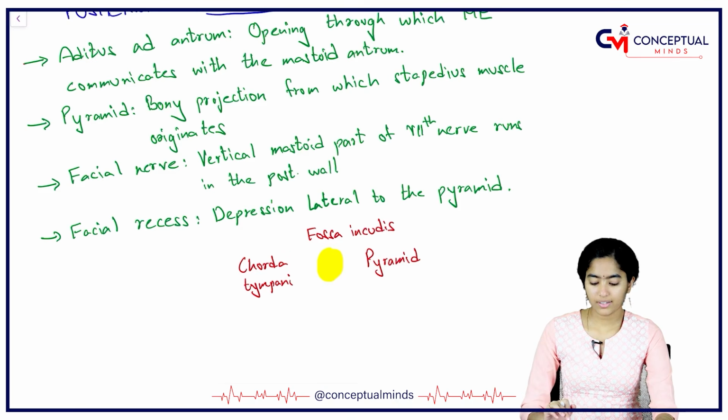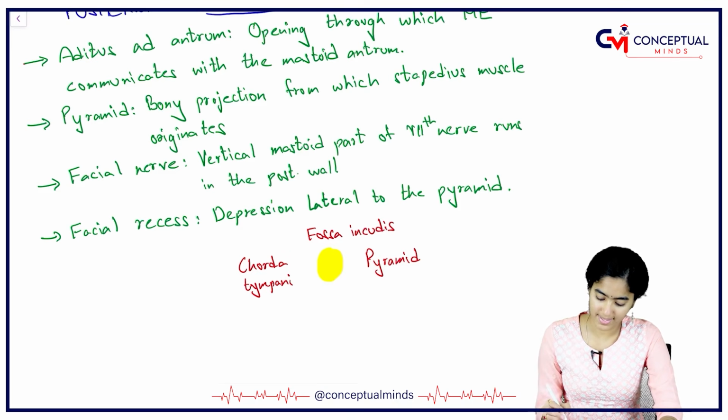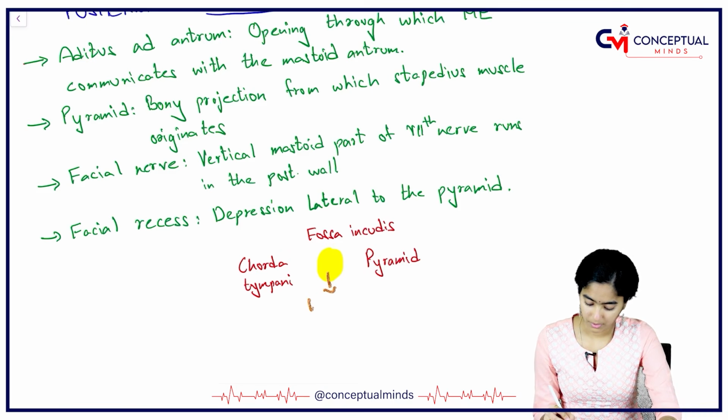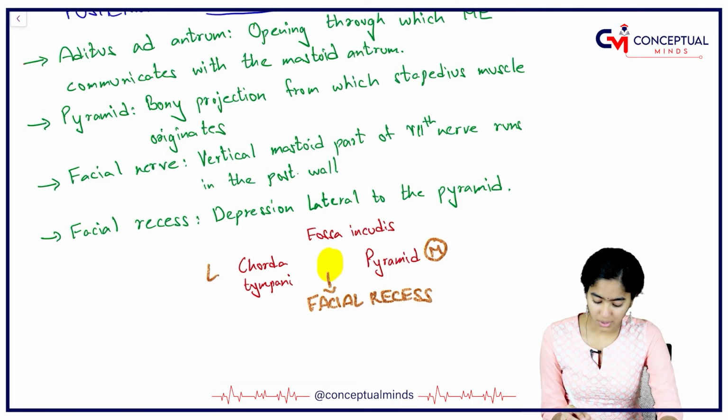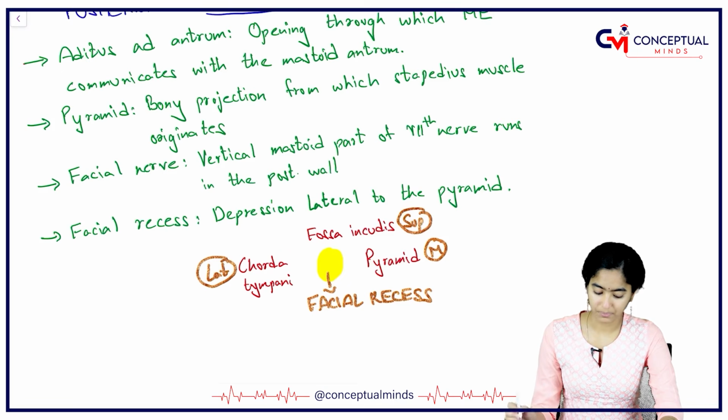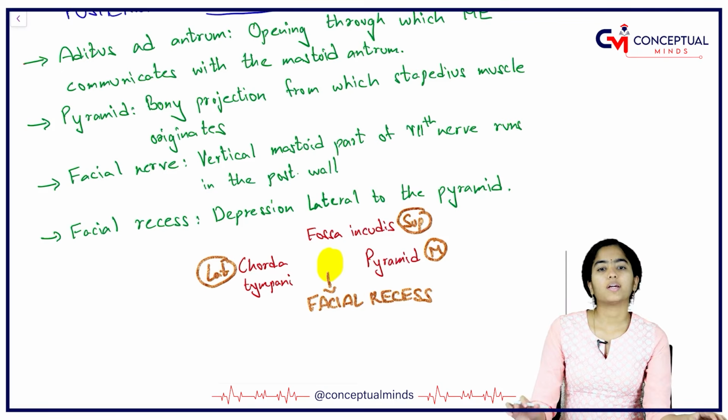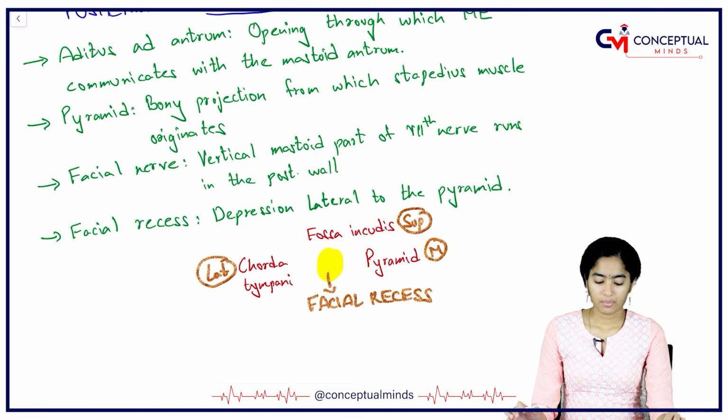So these are the three relationships of the facial recess. This is the facial recess. Medially we have the pyramid, laterally we have the chorda tympani nerve, and superiorly is the fossa incudis. These are the important structures present on the posterior wall.